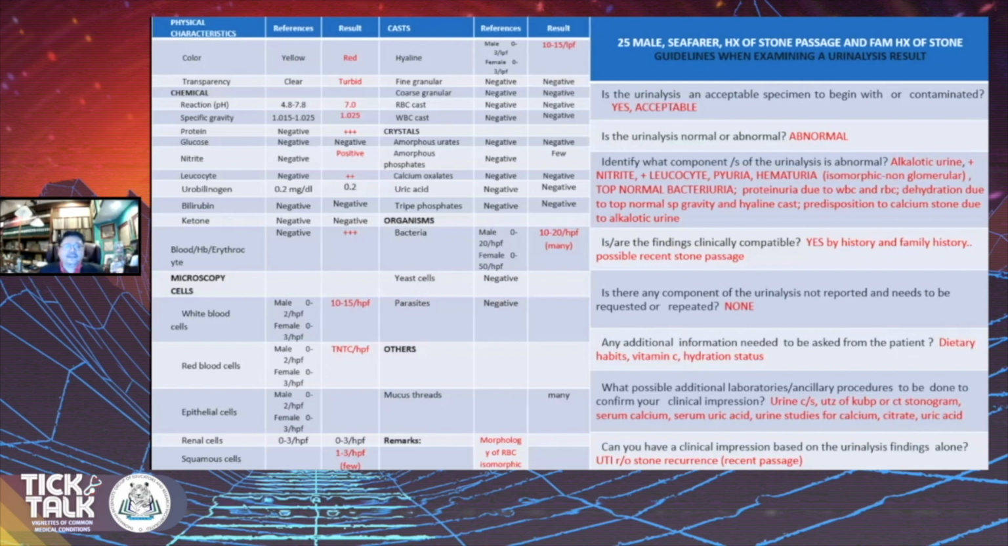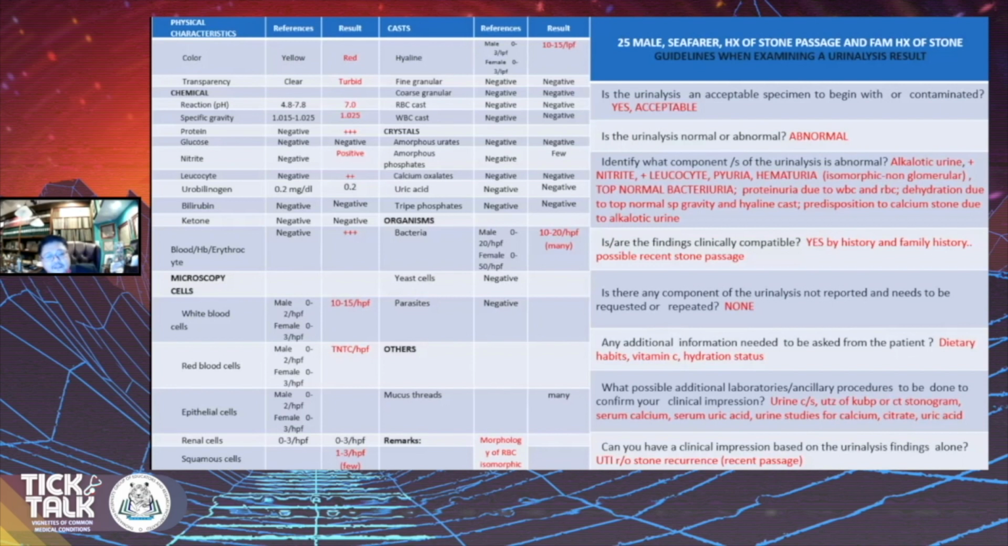Any component of the urinalysis not reported? None. Any additional information? Definitely the dietary habit. If this patient is a seafarer, most likely they're eating food that is high in protein, like for example red meat, also innards, the organ meats, and also vitamin C. You see, vitamin C, especially mega doses of vitamin C, predisposes one to produce calcium oxalate stone. So they thought that vitamin C is very protective, but it has a disadvantage of causing some kidney stones. And then definitely the hydration status.